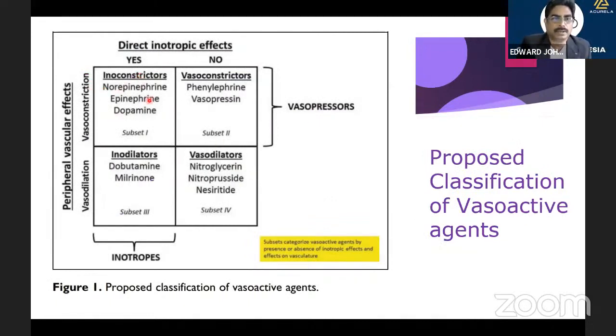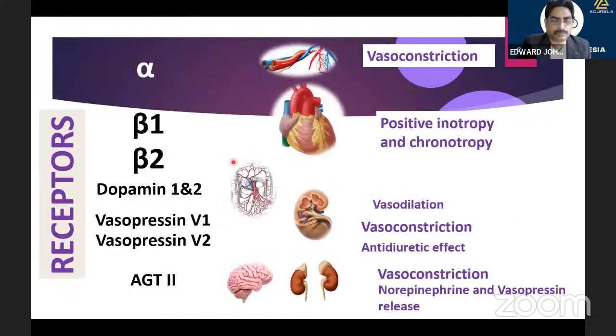The drugs with inotropic effect and vasoconstrictors are norepinephrine, epinephrine, and dopamine. Only vasoconstriction effect is phenylephrine and vasopressin. The drugs with inotropic effect with vasodilatation are dopamine and milrinone, and the only vasodilators are nitroglycerin and nitroprusside. So you must know the receptors where it is present and what is the action of the receptors.